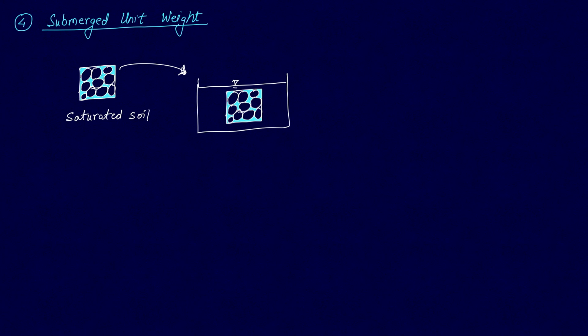Now this particular soil mass is surrounded with water. What will happen? This same soil mass will be subjected to two different kinds of forces. The first force will be in the downward direction, and that will be the weight of the saturated soil. Apart from the weight, there will be another force in the upward direction, and that will be the buoyant force. Why is this buoyant force acting in the submerged condition? Because the water is more than the original voids in the soil.